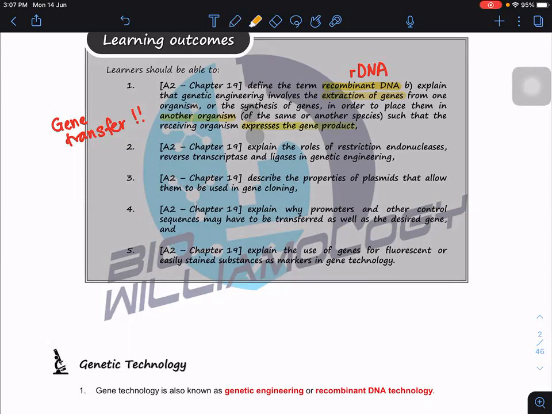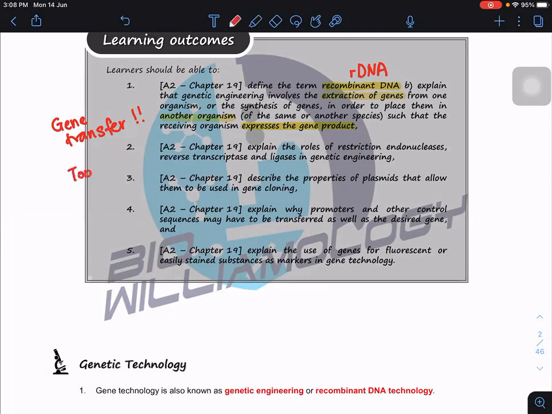For example, what we're going to learn here is the insulin gene. We know that bacteria can't produce insulin because they don't have the insulin gene. But if we want the bacteria to produce insulin for us, the gene product, then we have no choice but to transfer the human insulin gene into the bacteria. And to do this, we need certain tools.